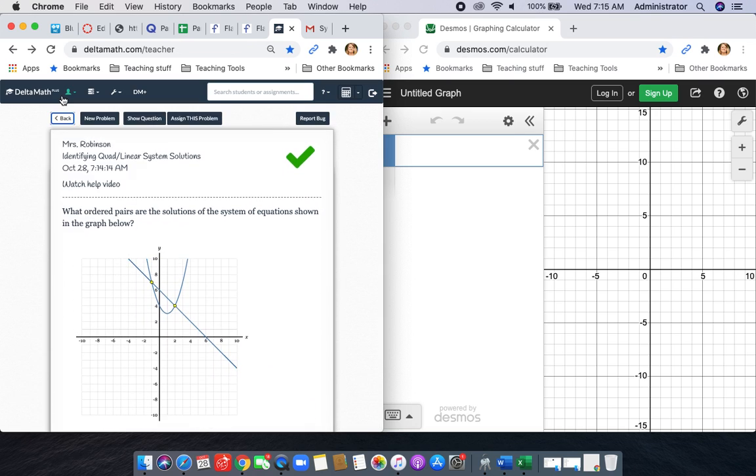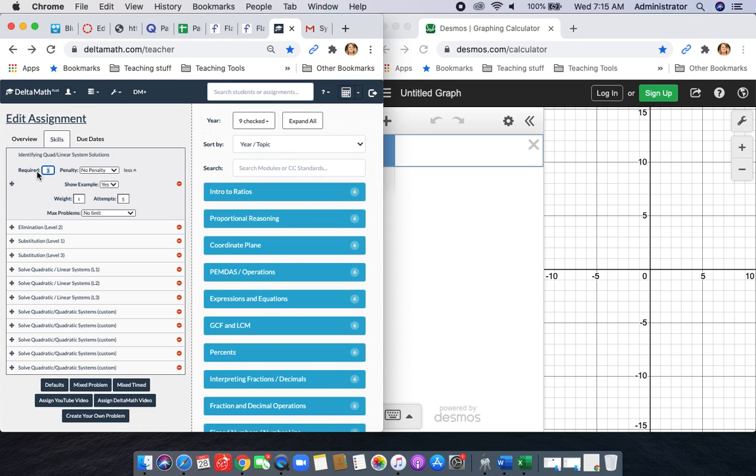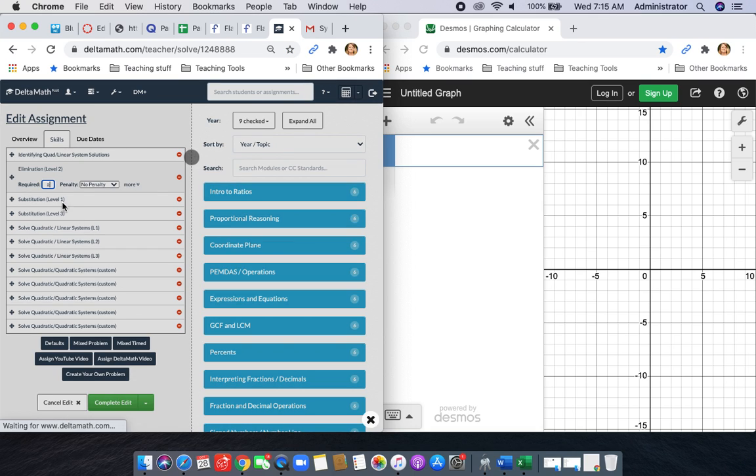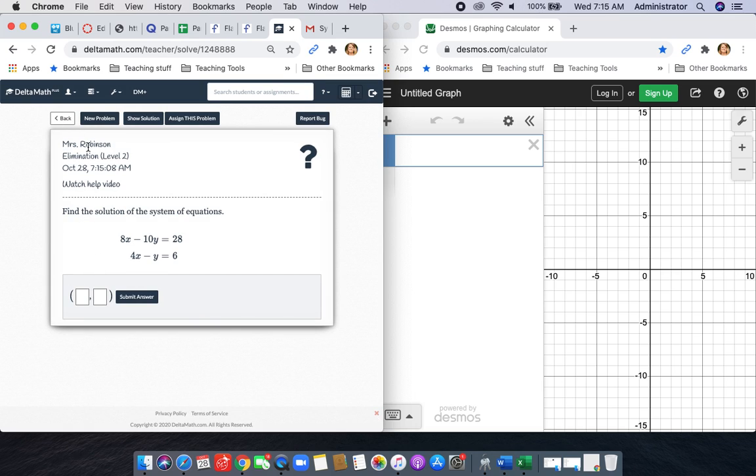So you're going to do 3 of those, that's what that means there, until you get them right. Once you get 3 right, you can move on. Now, even though these say things like use elimination and watch help video, do not do that. There are other methods you learned in Math 1 using elimination.